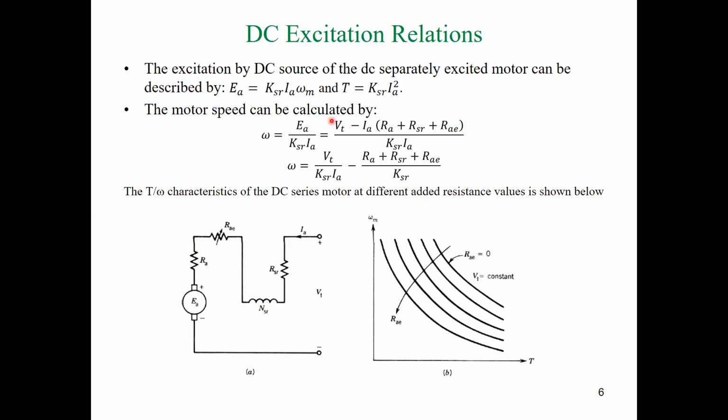So simply we can say V terminal divided by K series IA, this is one side, and here IA divided by IA, so we can omit it from the relation. So the second part will be RA plus R series plus R rheostat divided by K series. Simply, we can substitute IA equal to square root of T divided by K series. So we can substitute this here instead of IA, and we can plot a curve between omega and torque at different values.